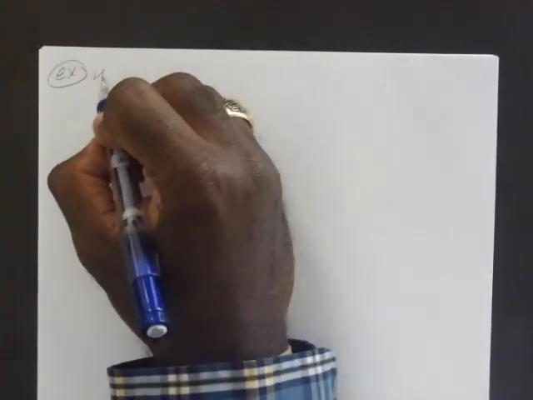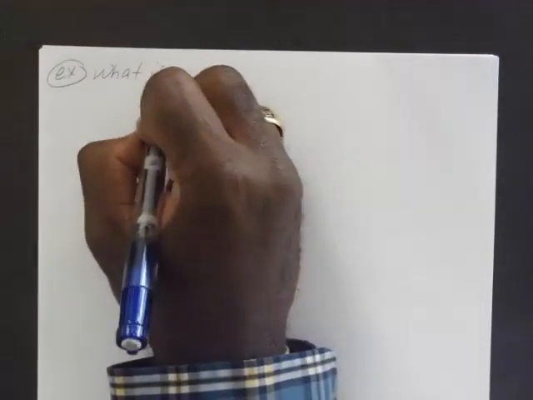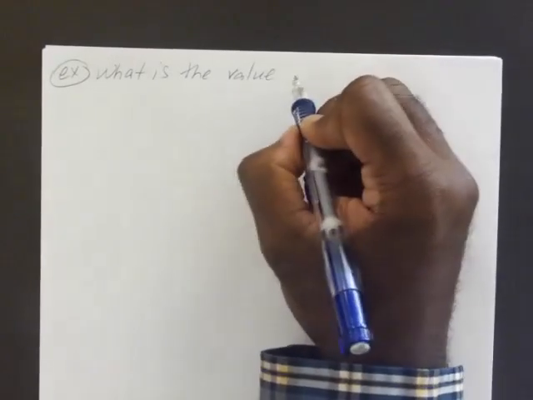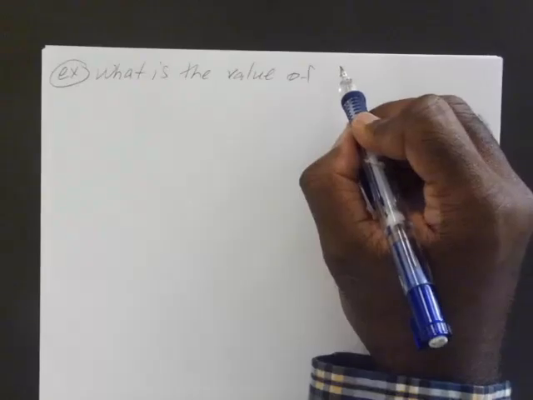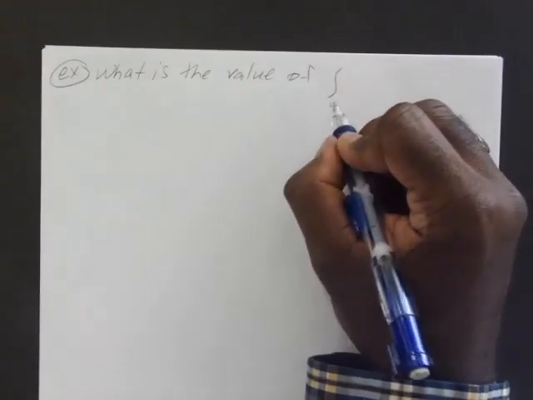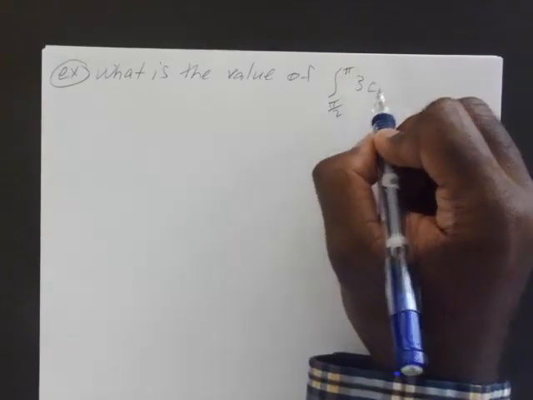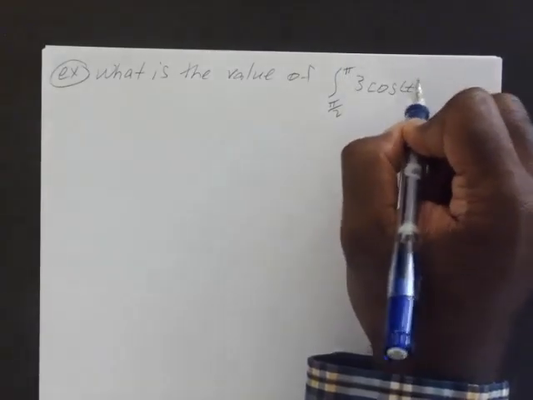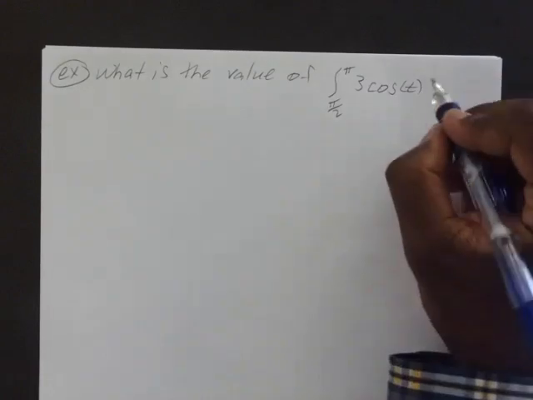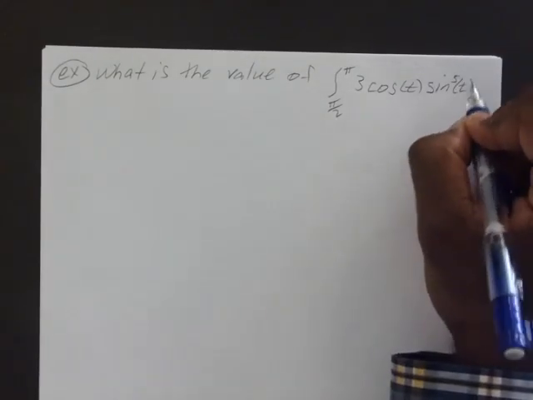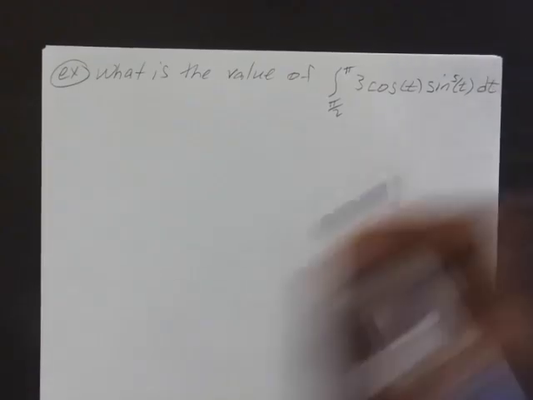So what if we wanted to know what is the value of the integral from pi over 2 to pi of 3 times cosine of t times sine of t to the 5th power with respect to t. I'm trying to see if I'll run out of room. I should be able to get it.